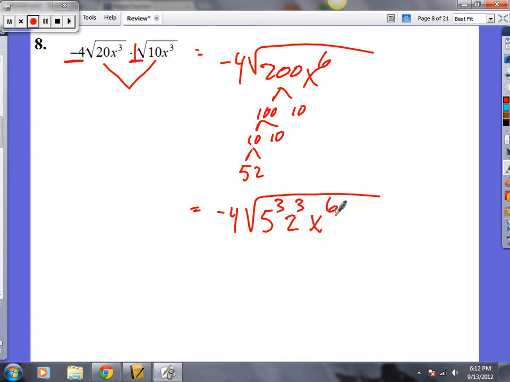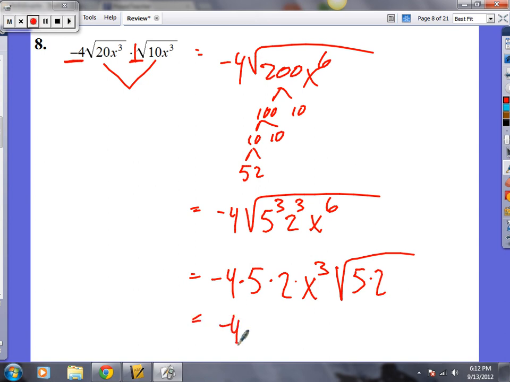Okay, it's a square root, so I can pull out, on the outside I'm going to have a -4, multiplied by, I'm going to pull out 1, 5, I'm going to pull out 1, 2, and I'm going to pull out 3 x's. Underneath, I'm going to have a 5 and a 2, and the x's came evenly, no remainders. So, easy, you're going to have a negative 40 times x cubed times the square root of 10.